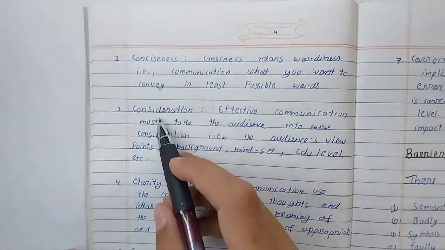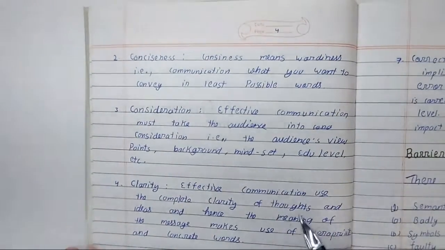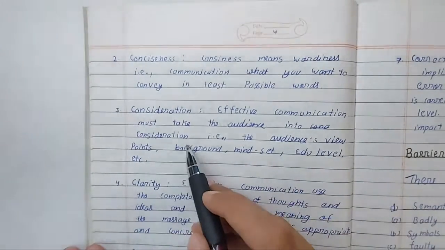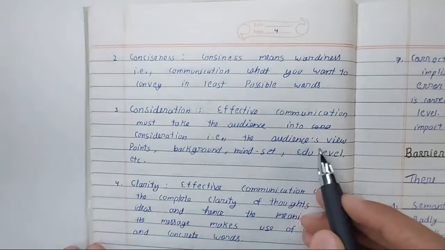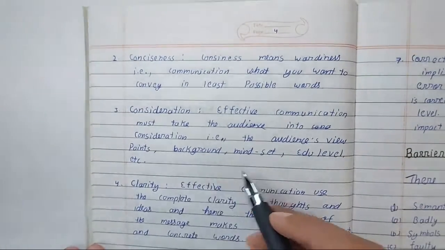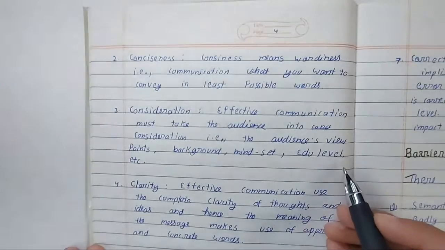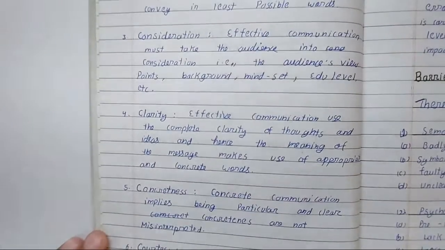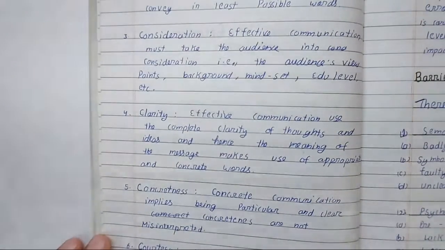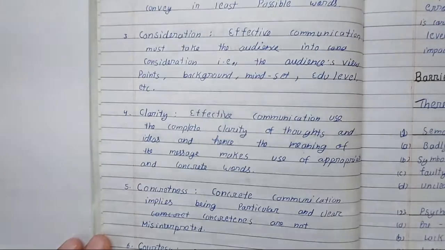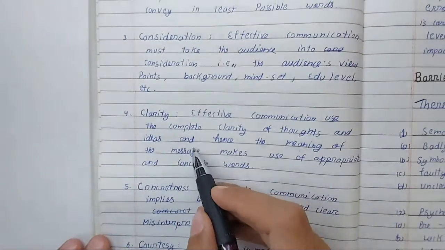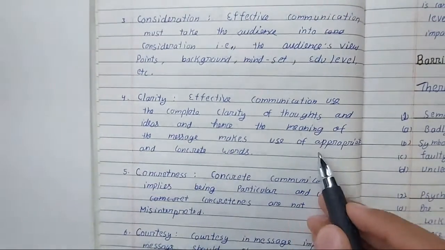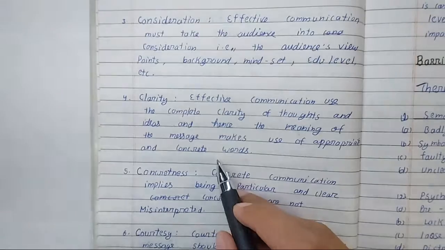Third one, consideration. Effective communication must take the audience into consideration, that is, the audience's viewpoints, background, mindset, education level, etc. Fourth, clarity. Effective communication requires complete clarity of thoughts and ideas, and hence the meaning of the message means use of appropriate and concrete words.